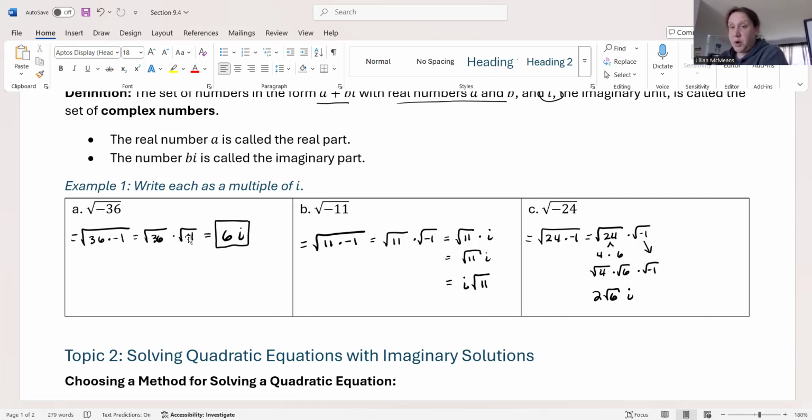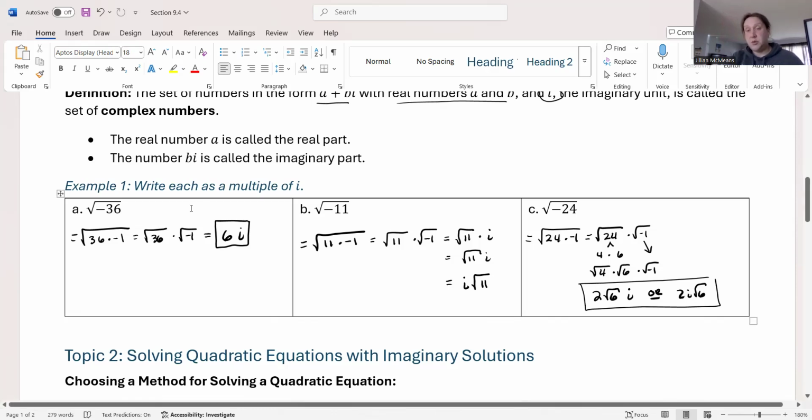Now, just like in part B, sometimes people get a little nervous having that i after a radical, because the i is definitely not under the radical. It is outside the radical. So you would also see this written as 2i square root 6. Like I said, I'm not going to get too worried about which format. Just make sure your i is not under the radical, okay?